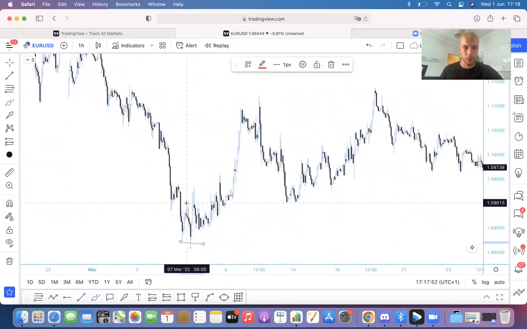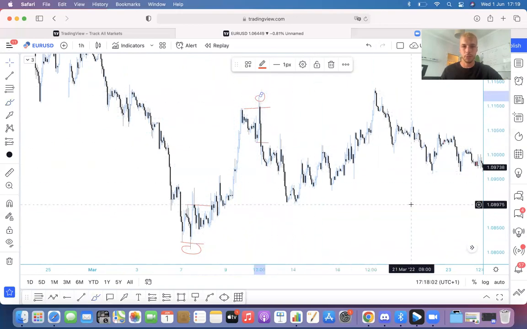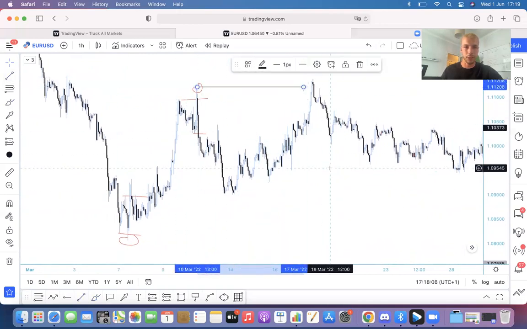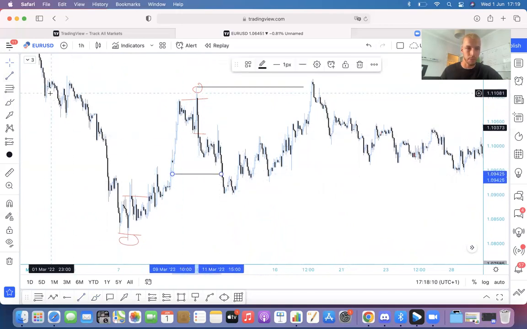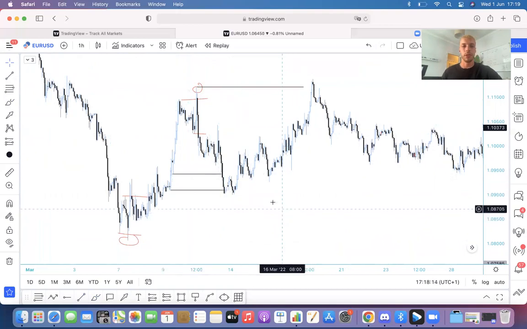Break, strong low being created, break, strong high being created, trading range. Here it is, our trading range. Here is our external liquidity. Here is some internal liquidity right here. Go back after watching the internal external liquidity video.